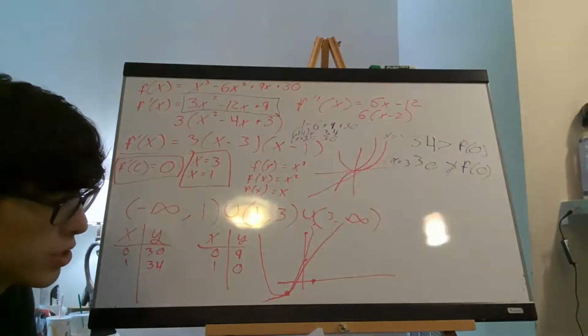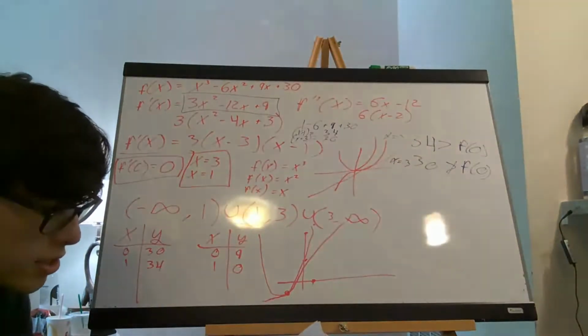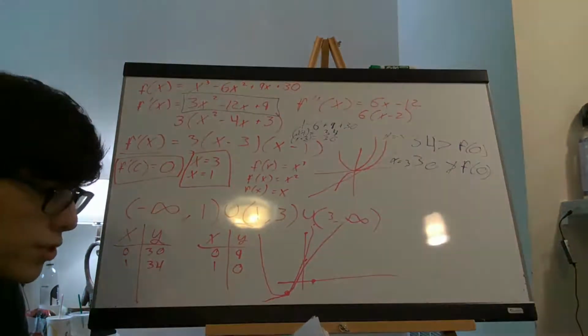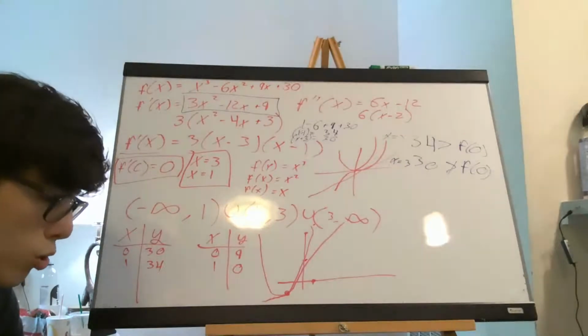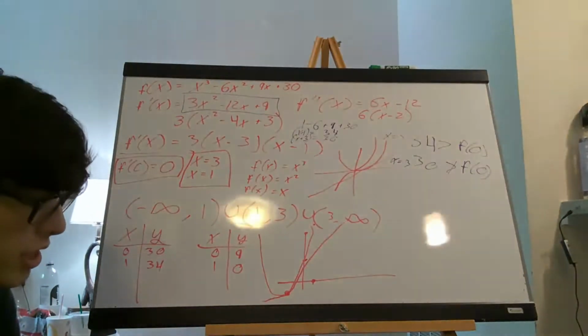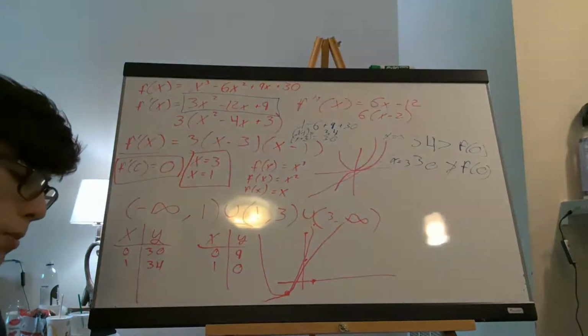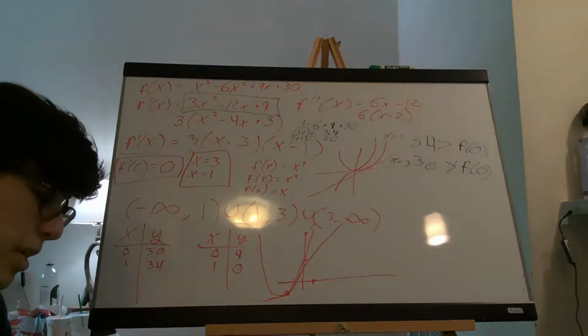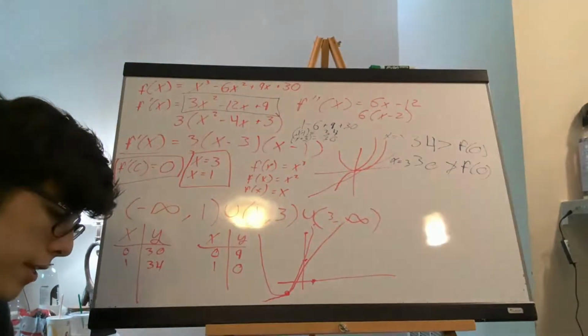So if f prime of x is greater than 0 for a less than x less than c, and f prime of x is less than 0 for c less than x less than b, then f of c is the local max. Inversely, the opposite situation would be f of c is the local minimum. If f prime of x has the same sign on both sides of c, then f of c is not a max or min.